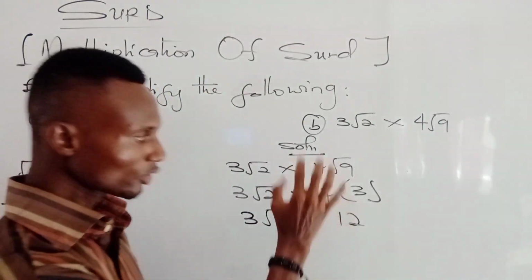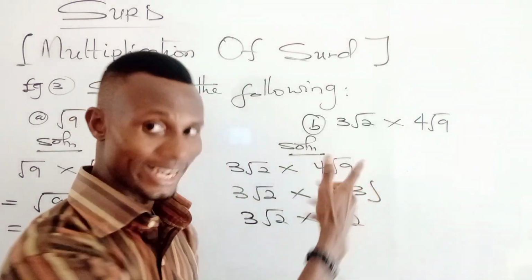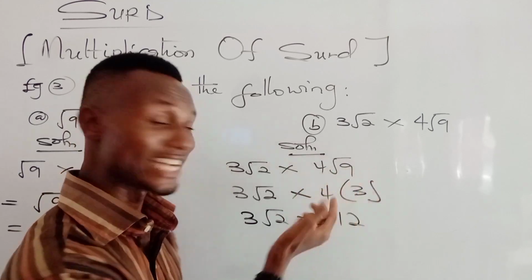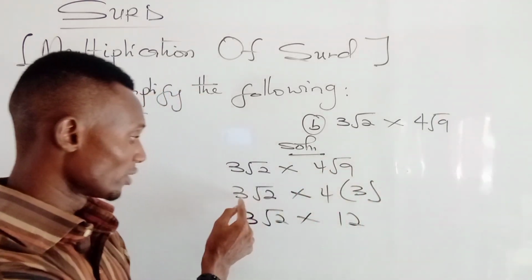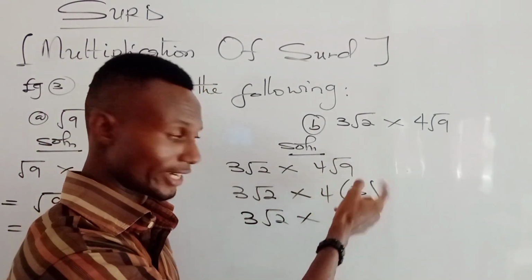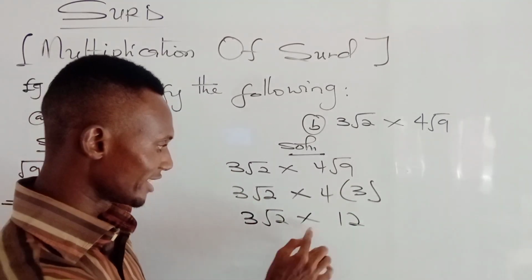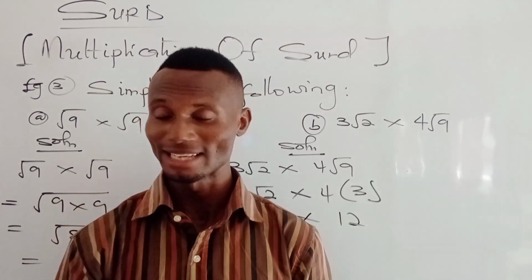All that we did is write the answer for this root 9. The square root of 9 is 3. So you repeat everything which is there. The 4 and the root 9 are multiplying, so 4 into bracket, square root of 9 is 3. So 3 root 2 times 4, bring your 3, so 4 into bracket 3. Repeat this 3 root 2, which is here, times 4 times the 3 gives 12. I hope you understand up to this point.